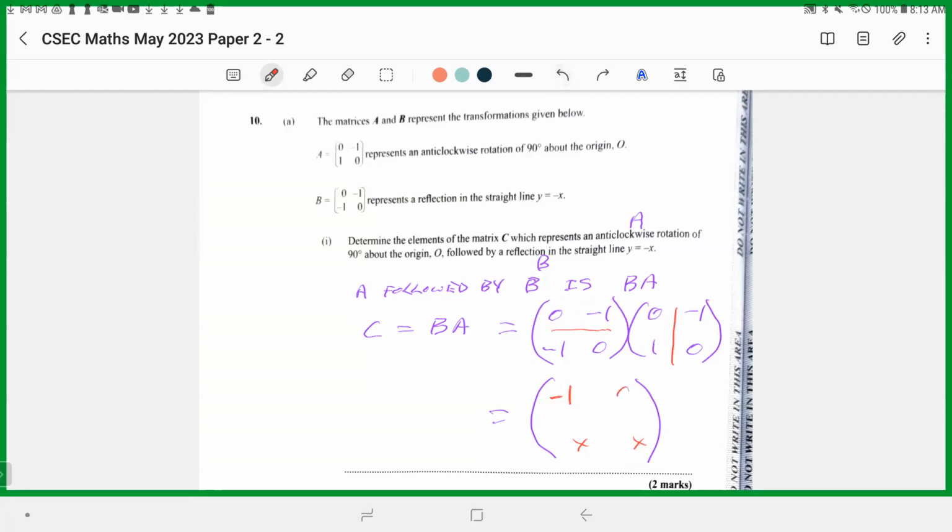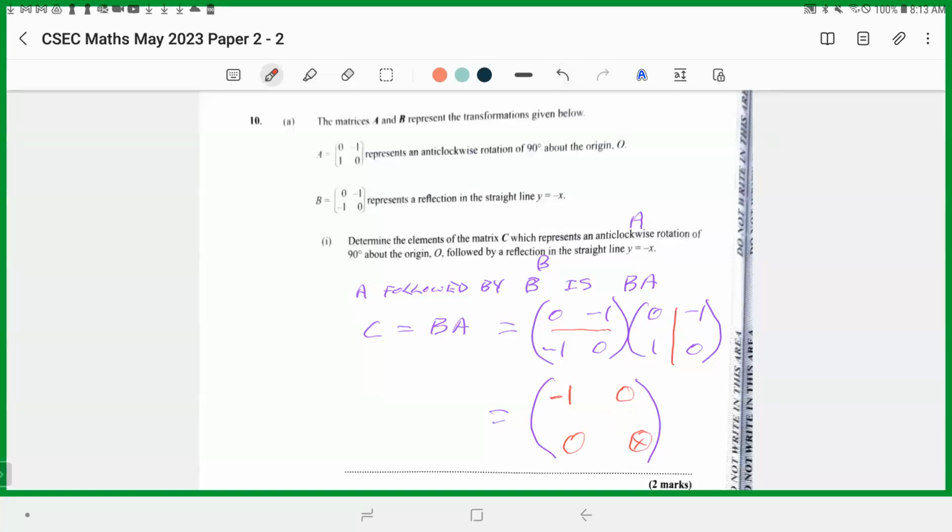So this value becomes a 0. And the value down here that we want now is in the second row, first column. So we're using this second row with this first column. First element times first element, second element times second element. Negative 1 times 0 is 0. 0 times 1 is 0. So this value here is 0. And you're supposed to get the zeros across on the same diagonal.